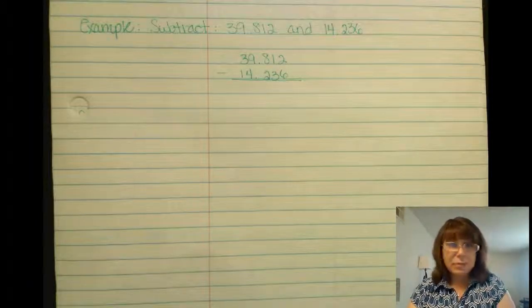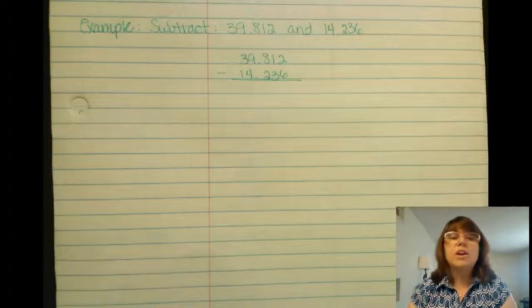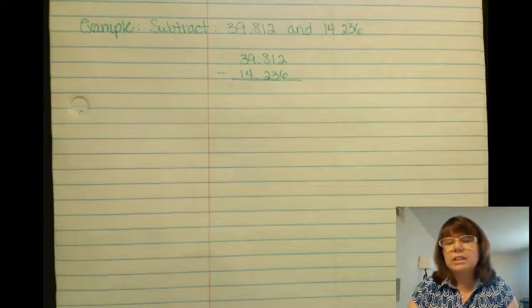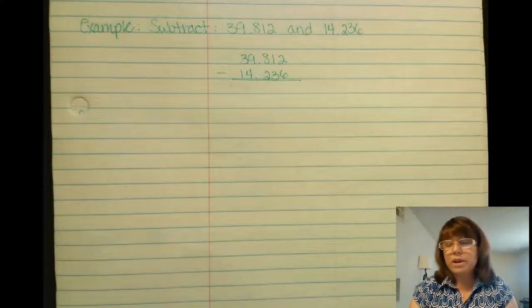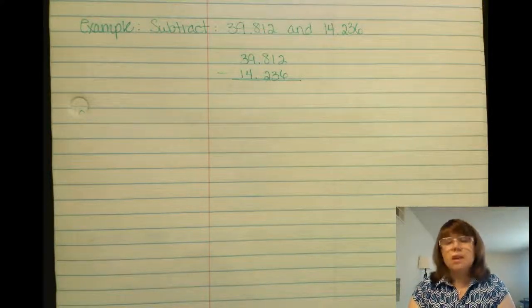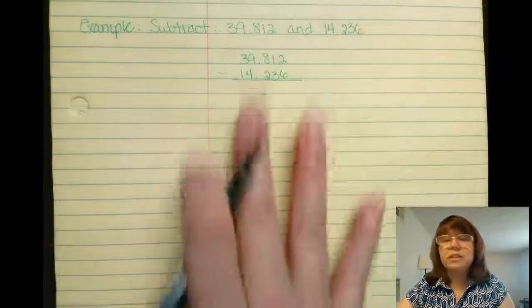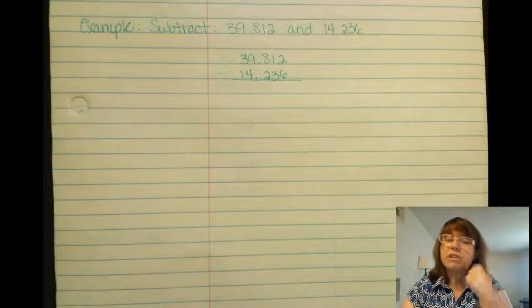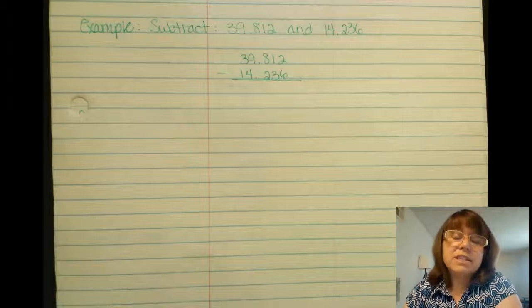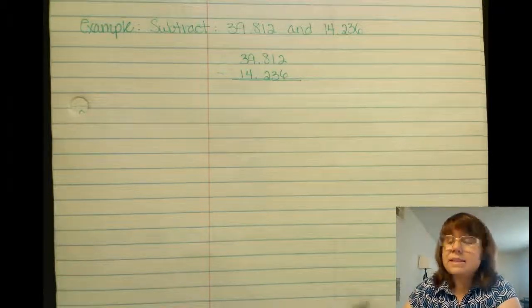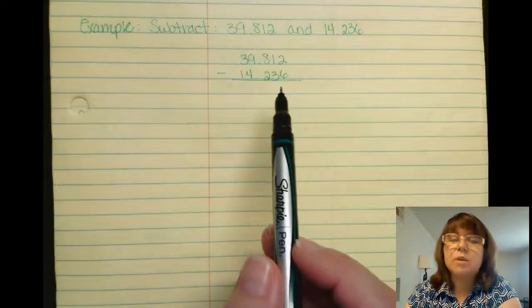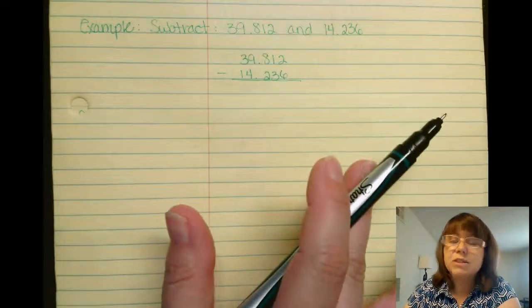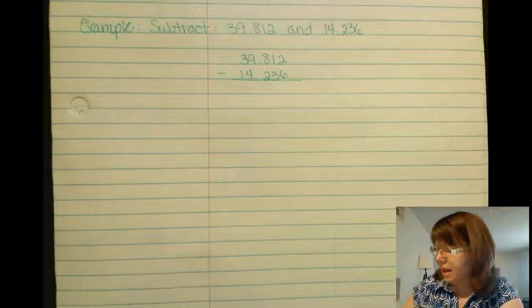Now let's try an example with subtraction. Let's subtract 39.812 and 14.236. So what I'm going to do is align them with the decimals right up on top of each other, and once I have them aligned, I'm going to look to see if I need any placeholders. And in this case, they each have 3 decimal places to the right, so I'm okay, I don't need any placeholders.